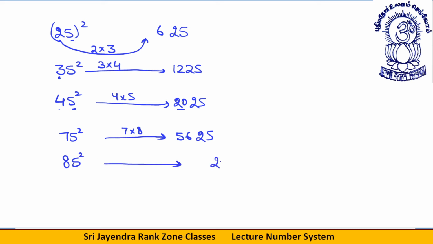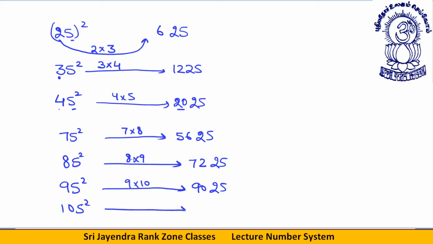85 square. You will write a 25. 8 multiplied by the next number will give you 72. 95 square. You will write a 25. 9 multiplied by the next number will give you 90. Okay. 105 square. If you are even a little bit good with calculation, now you can do a lot of things. You will write a 25. This is before 5, this is a 10. So you multiply 10 by 11, you will get 110.